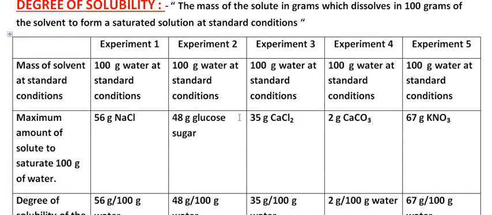Now each substance, each solute, dissolves in water to a certain extent. So if you want to know whether sugar or salt dissolves more in water, for example, you make 5 experiments. In each experiment you take 100 grams of water and try to dissolve sodium chloride, glucose powder, calcium chloride, calcium carbonate, and potassium nitrate in separate beakers, each containing 100 grams of water.